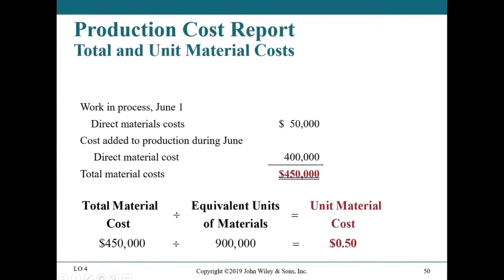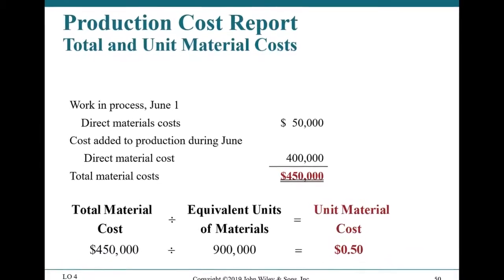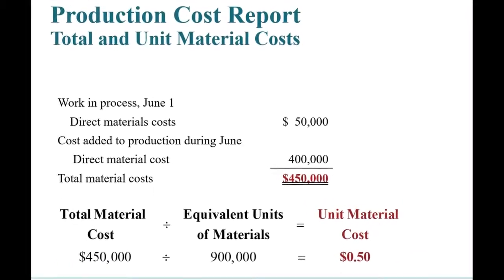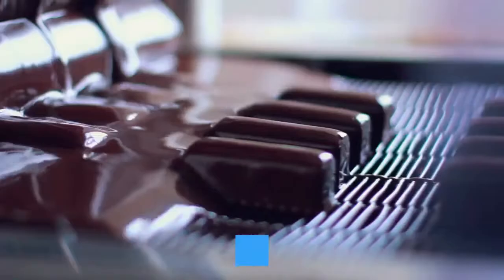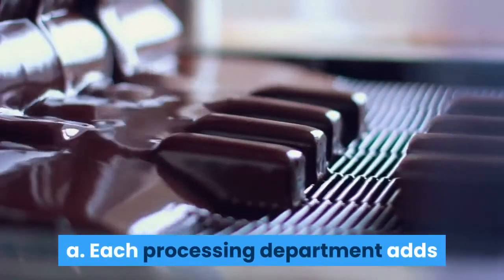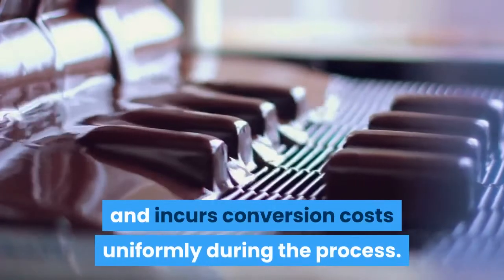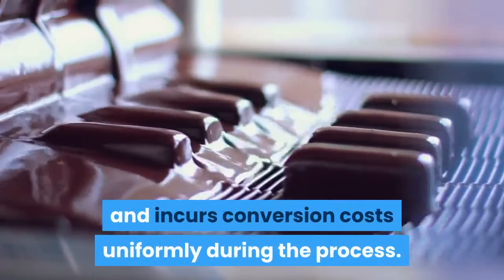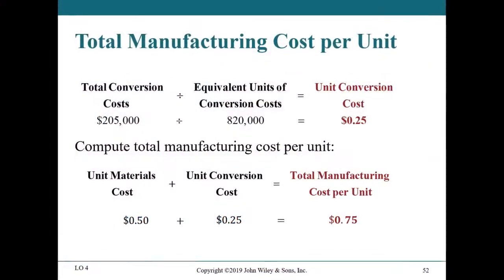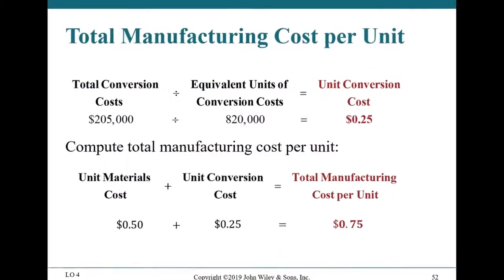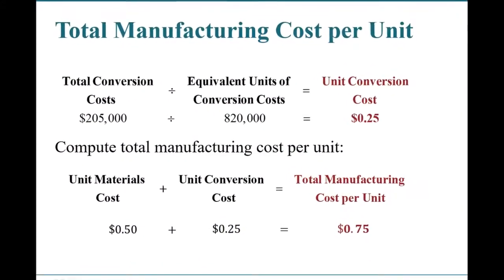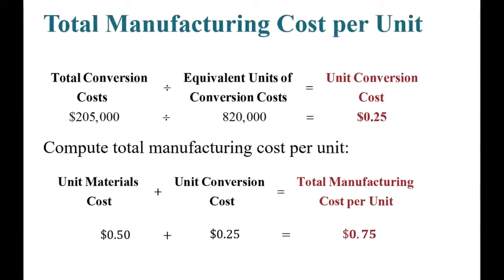The second step in completing a production cost report requires computing equivalent units of production. A. Each processing department adds materials at the beginning of the process, and incurs conversion costs uniformly during the process. B. 2 computations of equivalent units are required, one for materials and one for conversion costs.